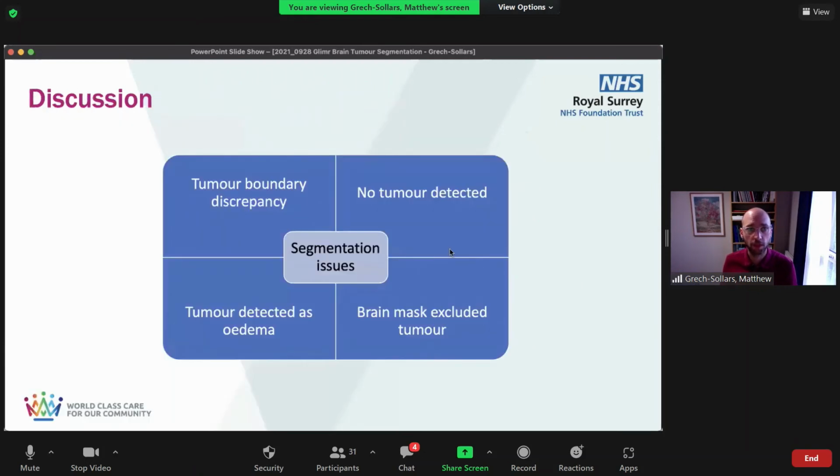So just to conclude in discussion, there are these different segmentation issues: the tumor boundary discrepancy, not having the correct data to detect, and therefore not detecting the tumor, the mask excluding tumor regions, and the variation in how radiologists define what is tumor and what is not, particularly with relation to edema or not.